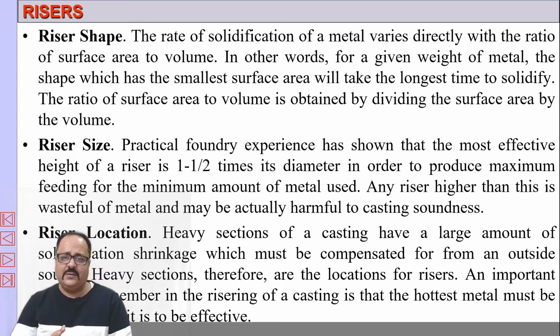Okay, size will be decided by riser design. What should be the size of the riser? Normally the height by diameter ratio, h by d, of the riser varies from 1 to 0.5. So h can be equal to the diameter, or h can be equal to half the diameter. It should be within this range. It is normally prescribed so that the riser solidifies at the end.